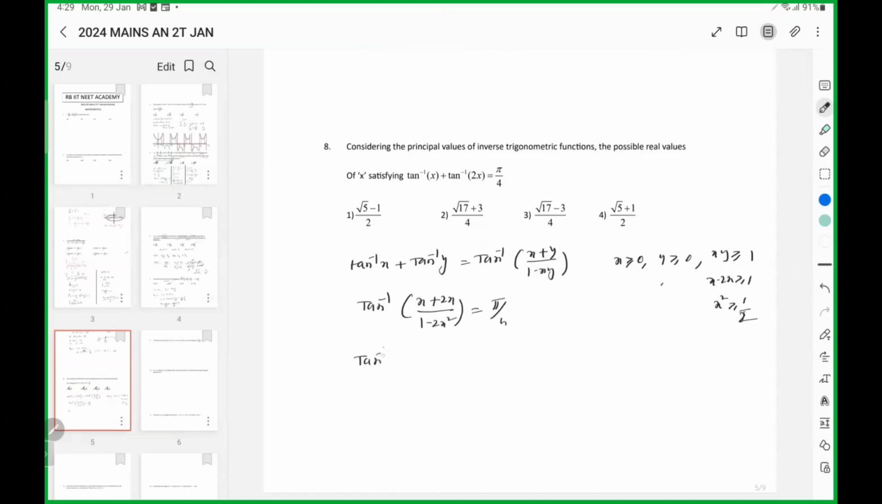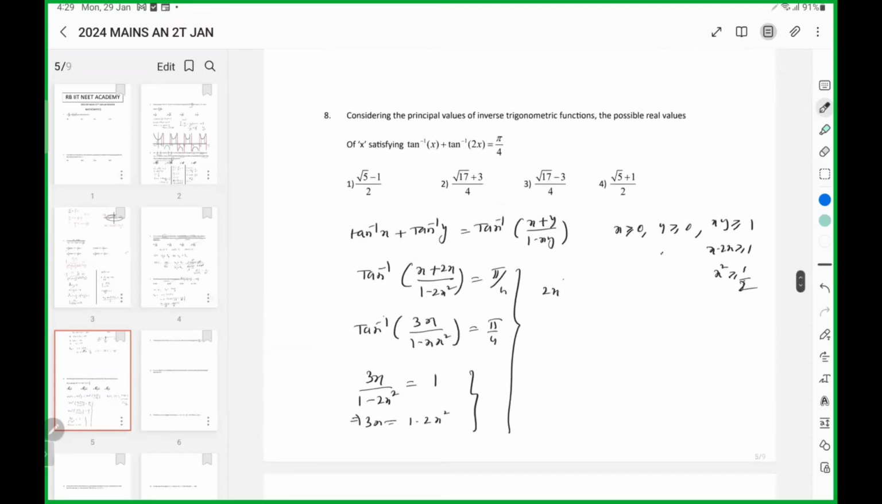The tan inverse 3x by 1 minus 2x square. So 3x is 1 minus 2x square. From here, 2x square plus 3x minus 1 equals 0. Minus 3 plus minus root of 9 plus 8, minus 1, that is by 2 into 2. Two values possible.